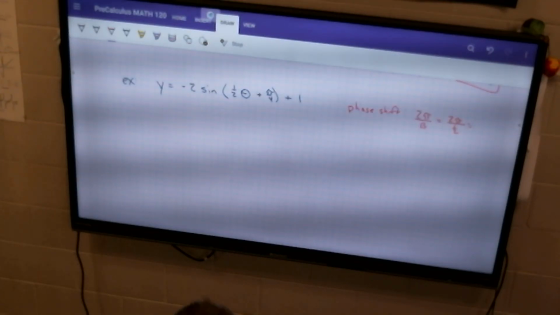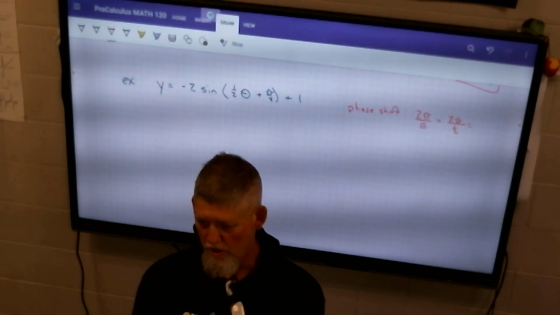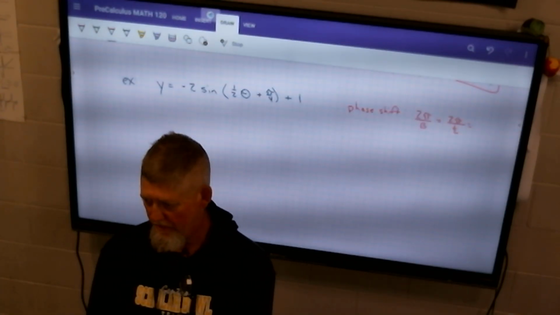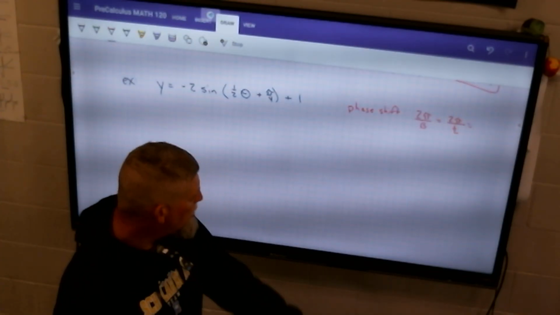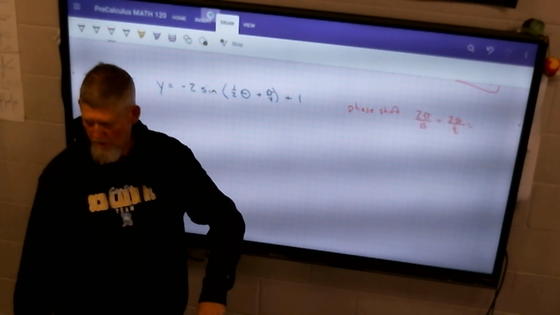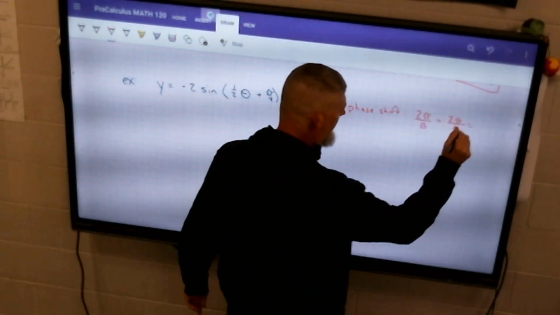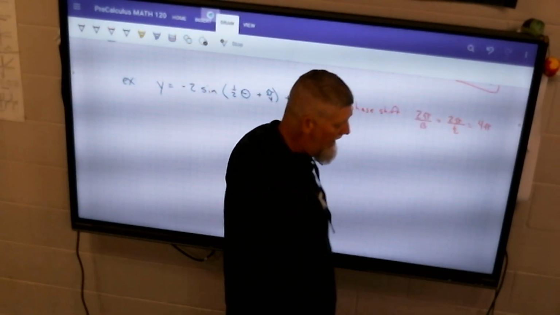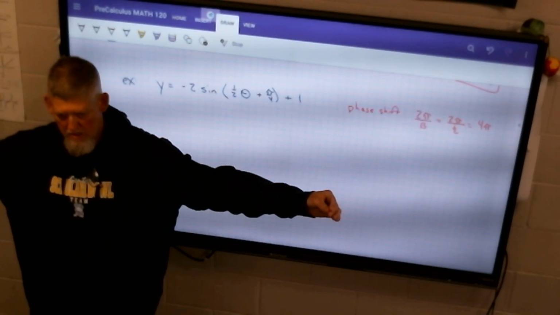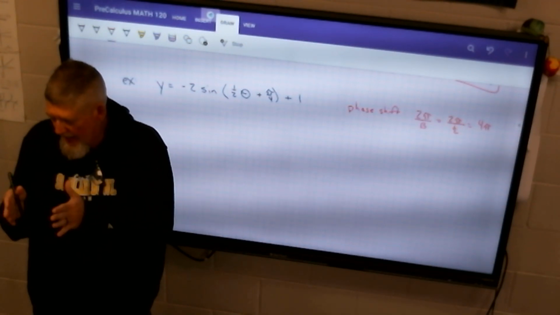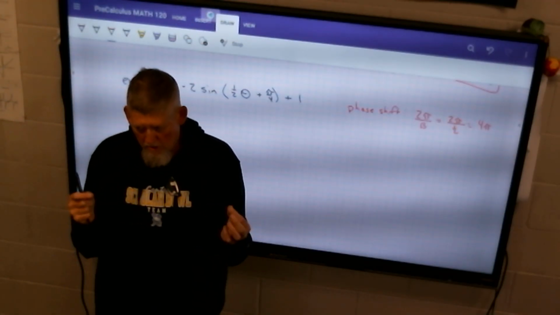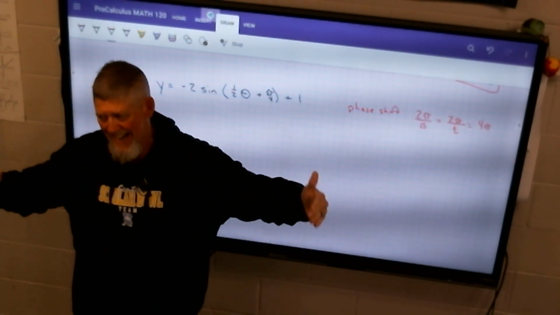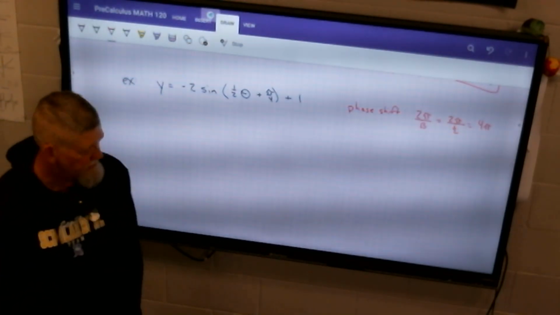No. If I take 2 pencils and I cut each of them in half, how many pieces do I have? 4. This one's in half, this one's in half, so I have 4 pieces. So 2 pi divided by 1/2 would be 4 pi. And now we've stretched it. Now rather than compressing it, that period going from 0 to minimum to 0 to maximum to 0 is going to take 4 pi, not just 2 pi. Okay?